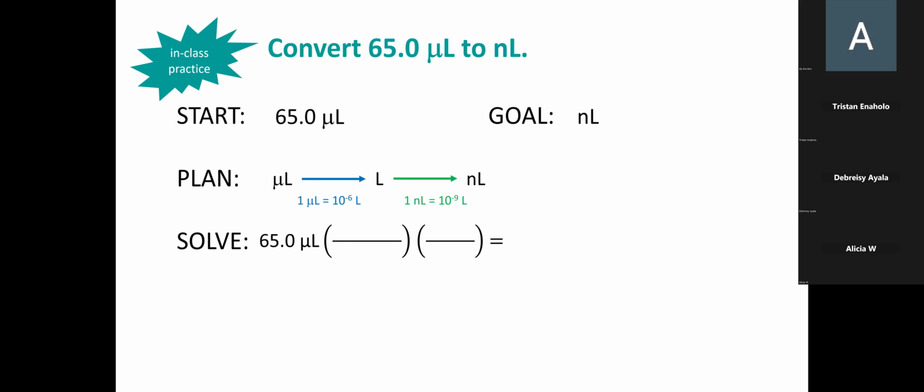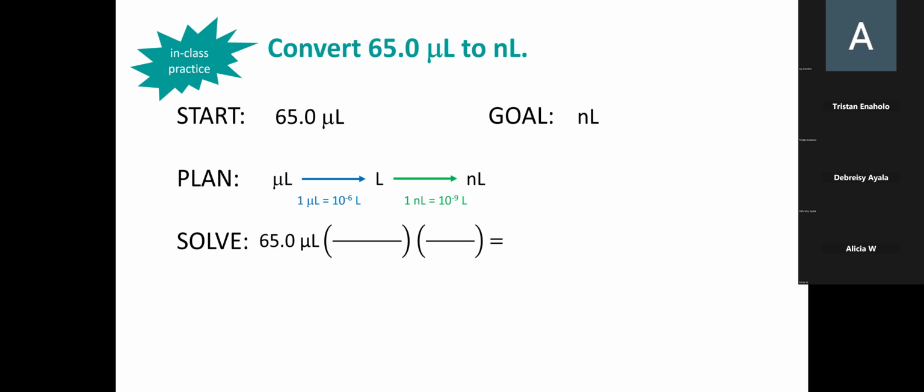The question is, do we want to put the microliter unit in the top or in the bottom of our first conversion factor? Because we're trying to change that microliters into liters, we want the microliter unit to cancel. It's in the numerator from the number we start with. So we're going to put it in the bottom, which means our 10 to the minus 6 liters is going to go in the top.